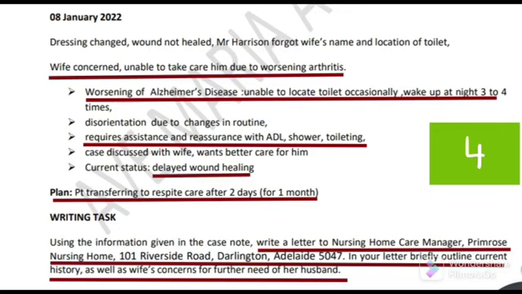So once again, I will read you the writing task. Using information given in the case note, write a letter to the nursing home care manager, Prime Rose Nursing Home, 101 Riverside Road, Darlington, Adelaide 15047. In your letter, briefly outline the current history as well as the wife's concern for the further needs of her husband. So this is the case note actually.